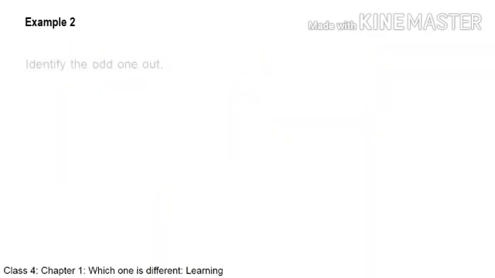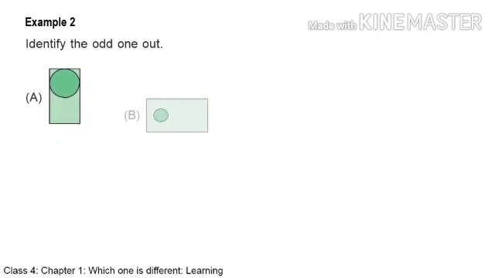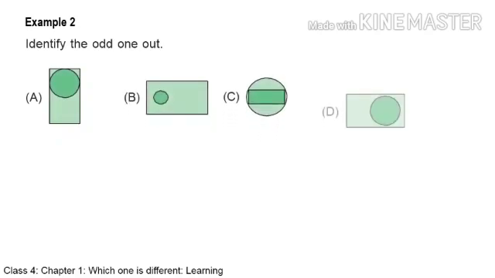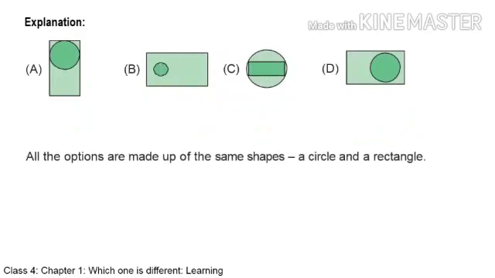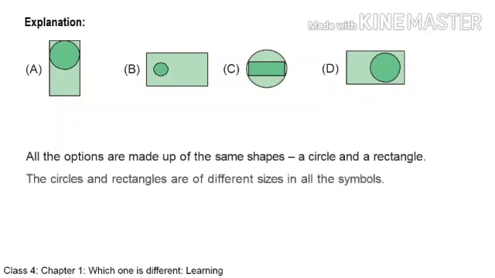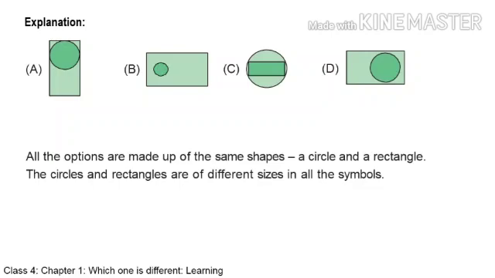In this example, identify the odd one out. Is it option A, B, C, or D? All the options are made up of the same shapes, a circle and a rectangle. Shape therefore cannot be the link here. The circles and rectangles are of different sizes in all the symbols. So, you cannot use size as a factor to find the answer.